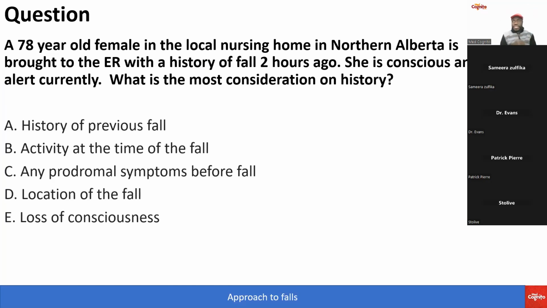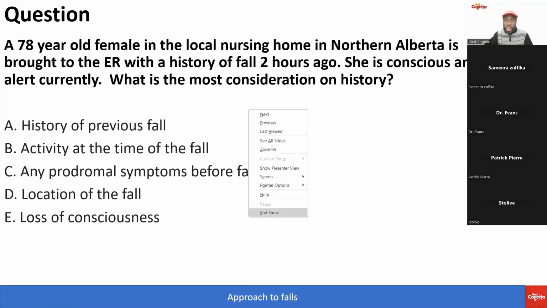This is an MCQ question. A 78-year-old female in the local nursing home in Northern Alberta is brought to the ER with a history of fall 2 hours ago. She's conscious and alert currently. The question should be, what's the most important consideration?